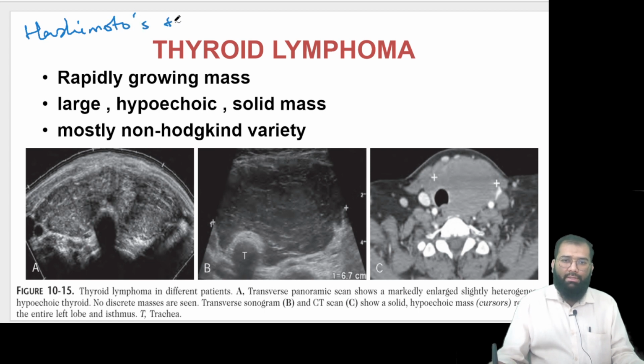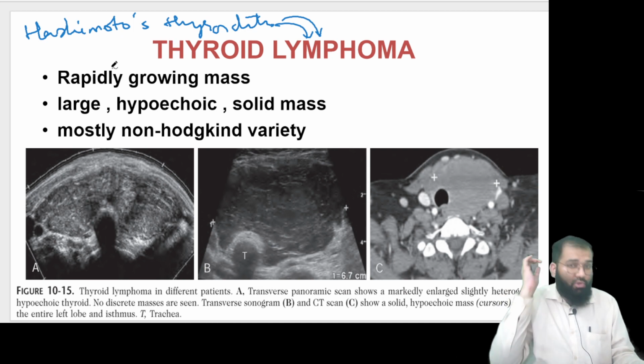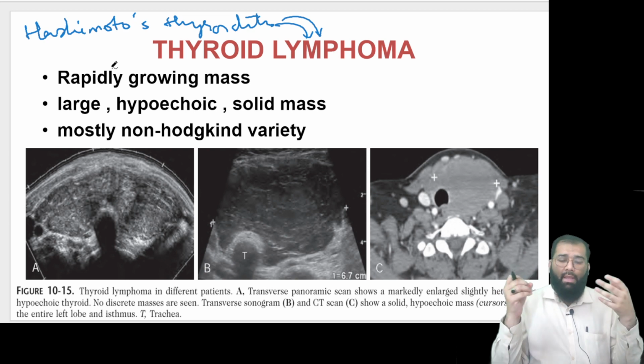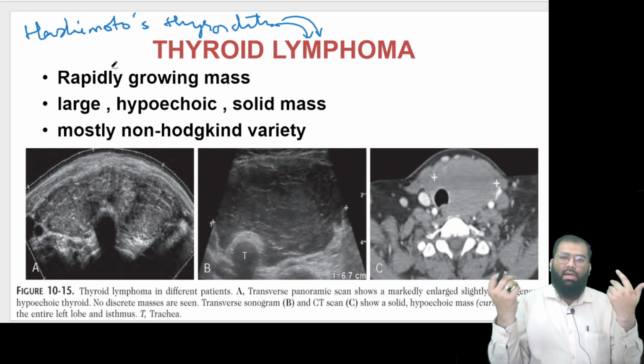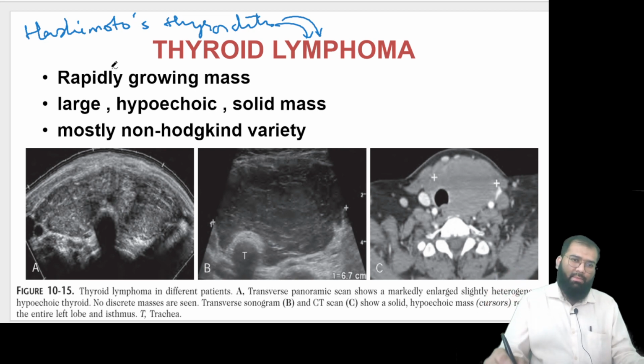Hashimoto's thyroiditis is an important risk which can ultimately lead to thyroid lymphoma. So you see that nowadays the cases of Hashimoto's thyroiditis are rising, and with this in future you can see that the cases of thyroid lymphoma might also rise, might be on peak. Okay. Now here you see important features.